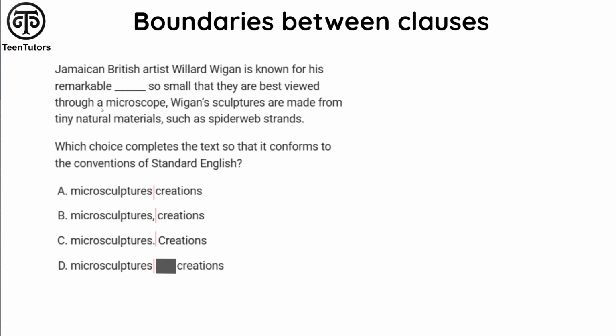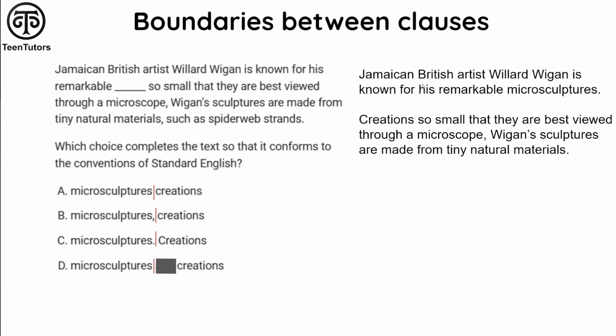And then what we're going to do is create a sentence that goes all the way up to the word microsculptures, and then we're going to create another sentence that starts with the word creations, right? So that would look something like this. And then we're going to identify, are these two sentences going to be independent or dependent clauses? And that will inform what our answer is going to be on these questions.